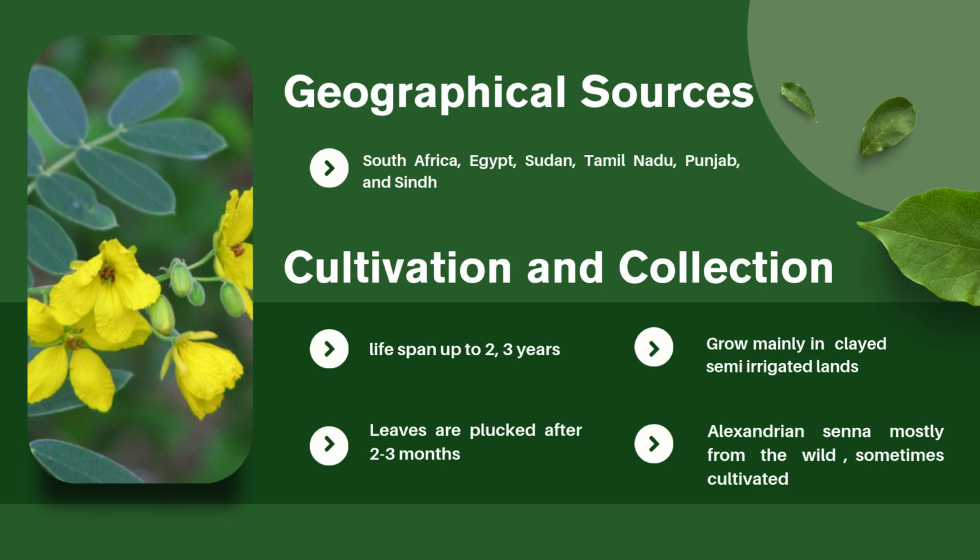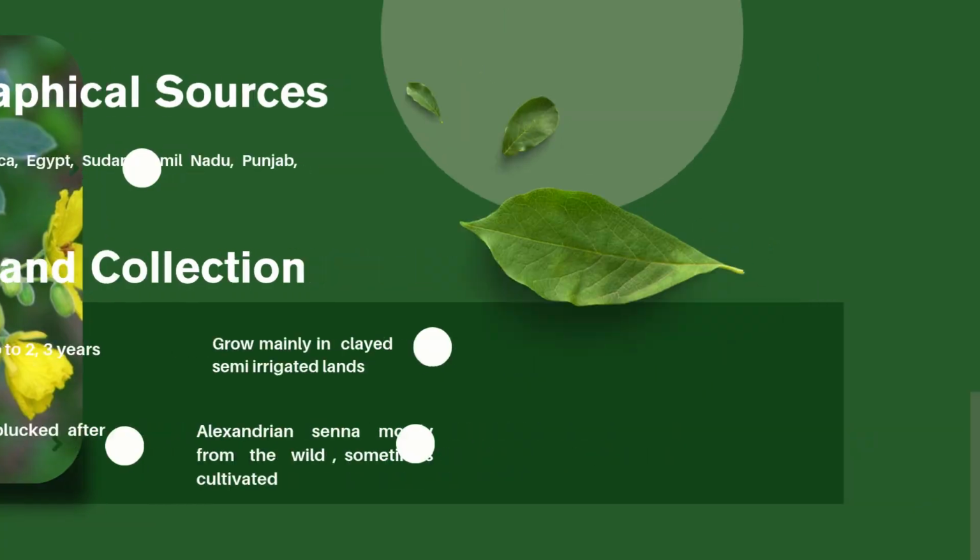In the field, leaves are typically harvested 2 to 3 months after planting, timed to collect the most potent raw materials. Alexandrian SENNA is often collected from wild populations, while Tinnevelly SENNA benefits from controlled cultivation, helping maintain purity and quality.